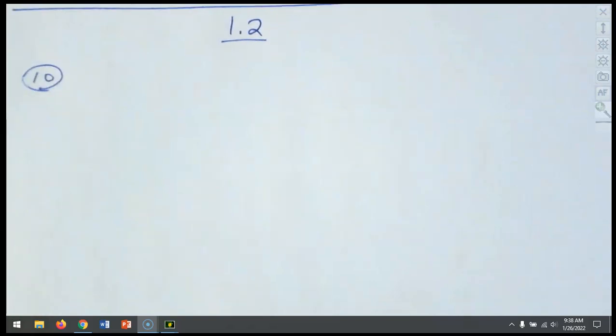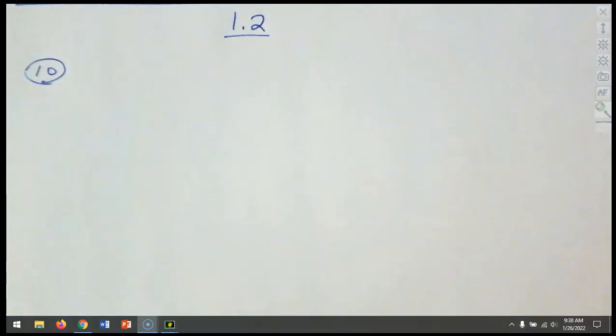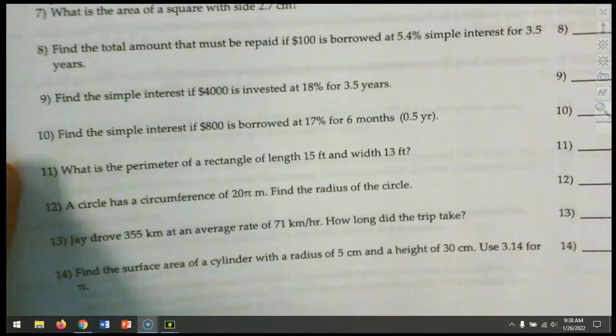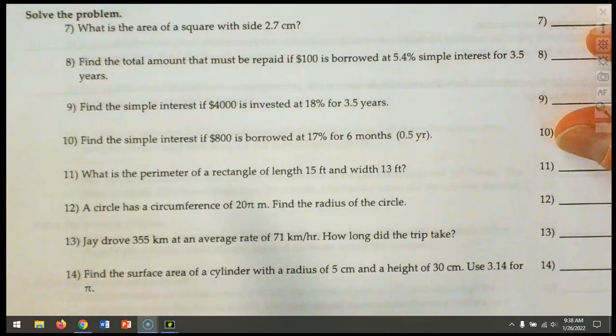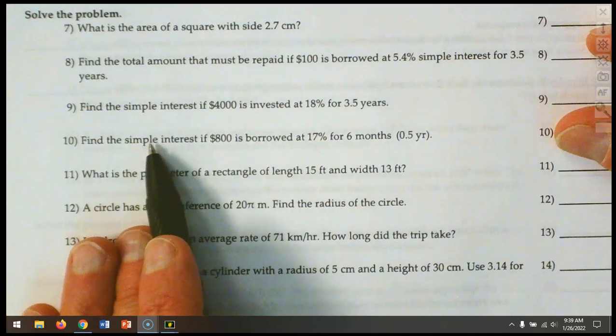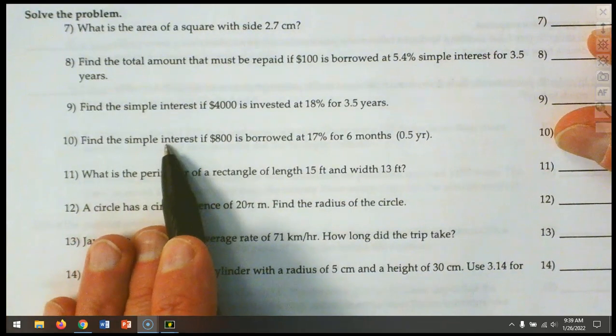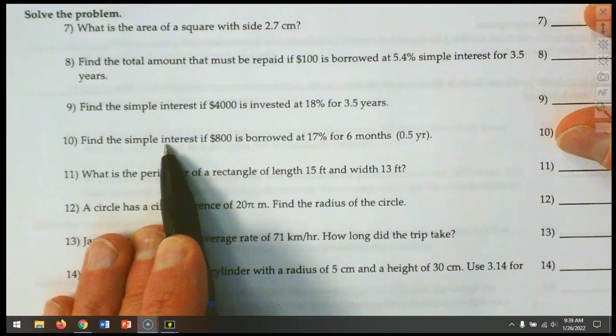So 1.2, question number 10. And I believe this is another interest question here. So we're looking again at simple interest. And in this case, we want to find the simple interest. So we don't need the total amount. We only want the simple interest.